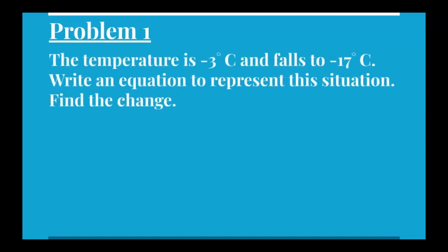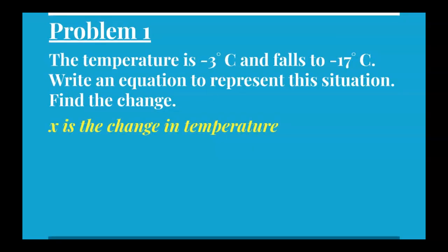So here's problem 1. The temperature is -3 degrees and it falls to -17 degrees Celsius. I want you to write an equation to represent the situation and then find the change. Okay, since this asks for the change, it's logical to make your variable stand for the change. So we're going to let x represent the change in temperature.